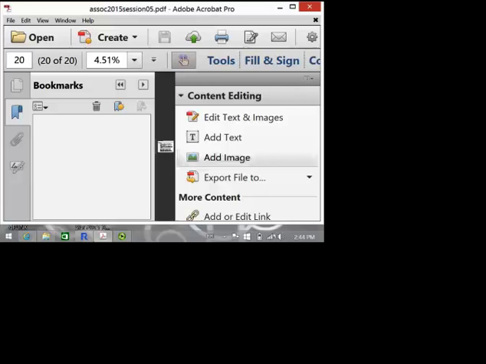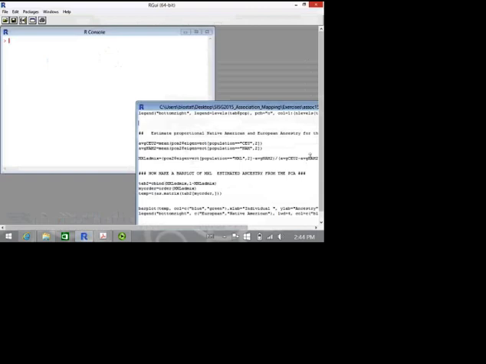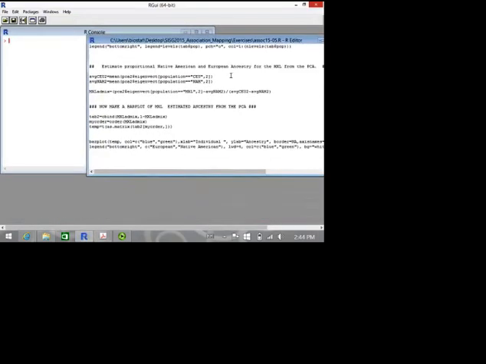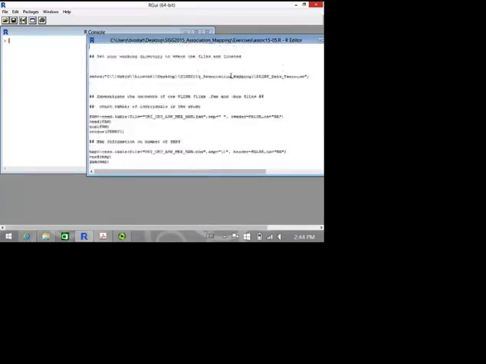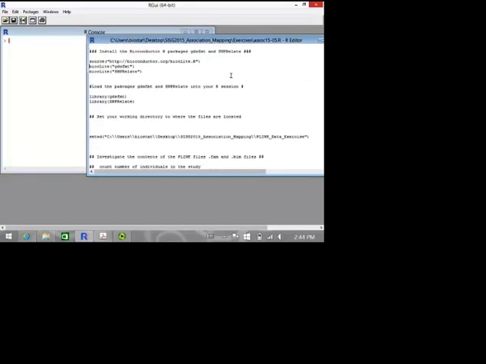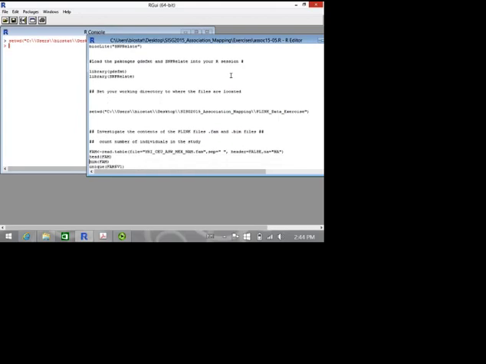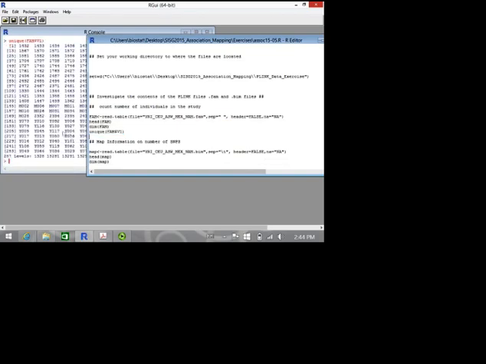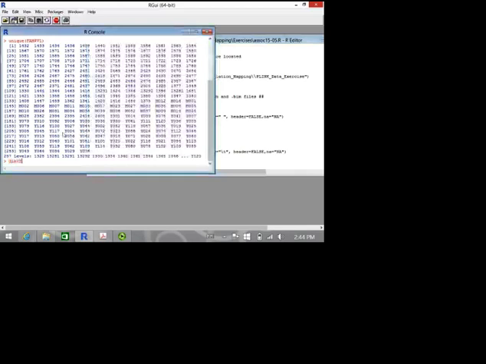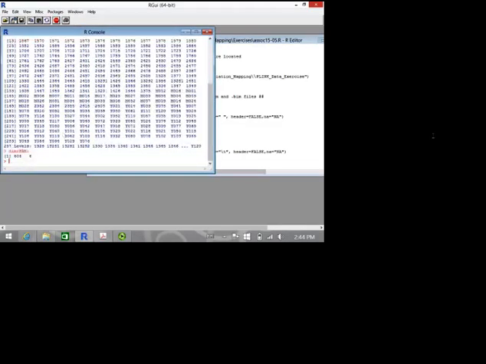All right. All right, let's do the tutorial. So you want to load the libraries and then set your working directory. Okay. So count the number of individuals. Dimension of fam. So there are 604 individuals.